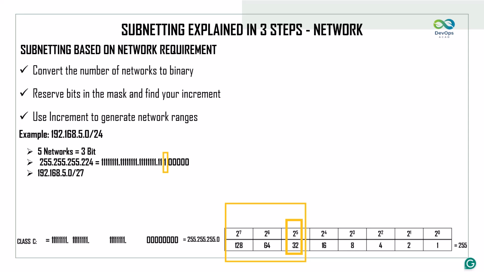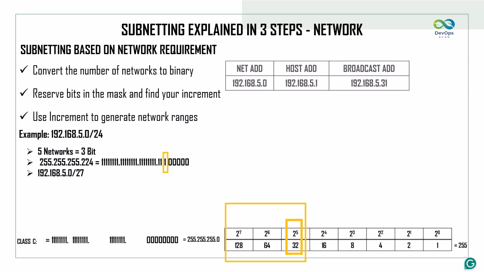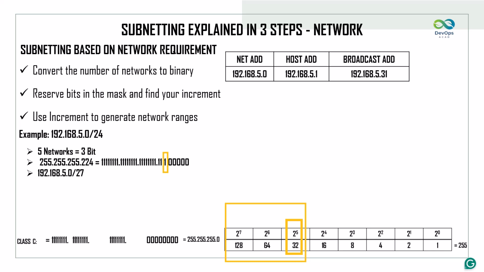So now how do I generate my network ranges and my host addresses? Pretty simple. That means my network address will be 192.168.5.0. My host address, which is the first usable IP address. Remember, in most cases, 192.168.5.0 is a network address that you cannot assign to a system. You can't assign that to a device. It's basically just an address that helps to identify the network. So the host address is now 192.168.5.1. So that is the first usable host.